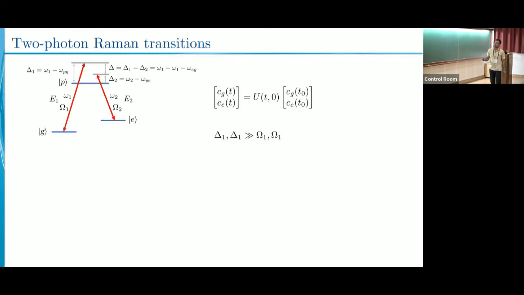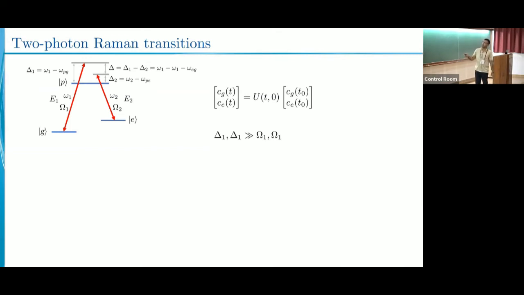Now again I'm talking about this thing, the two photon Raman transition. Here this is a three level atom. We call this technique adiabatic elimination of the third level. My qubits will be only this and this. We also call it slaving the intermediate level. So this again we apply.